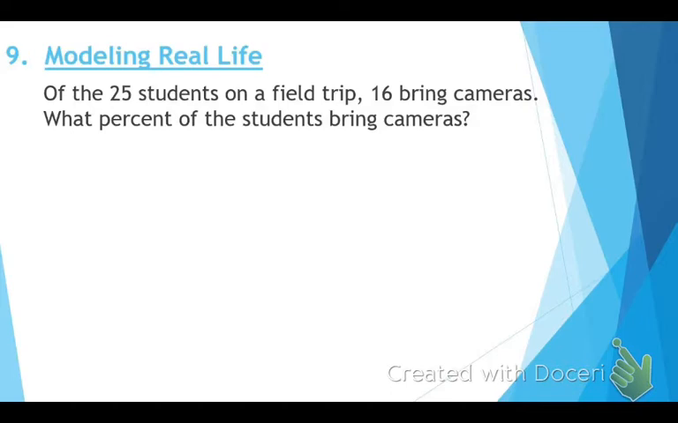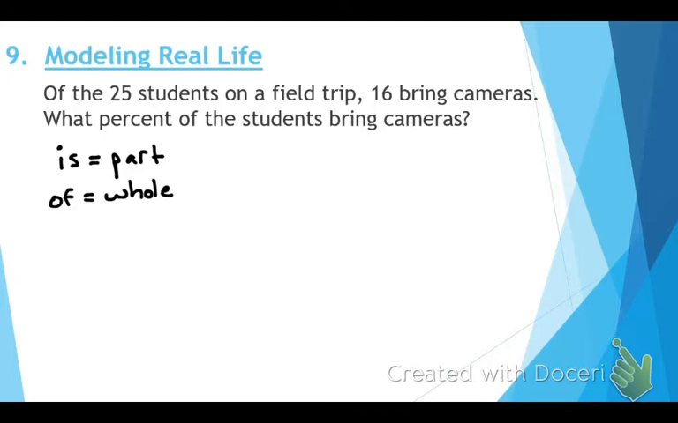This problem says, of the 25 students on the field trip, 16 of them bring cameras. What percentage of the students bring cameras? Here's what I want you to remember as you're doing this. Is will always be your part. Of will always be your whole. That should help you get the correct answer.